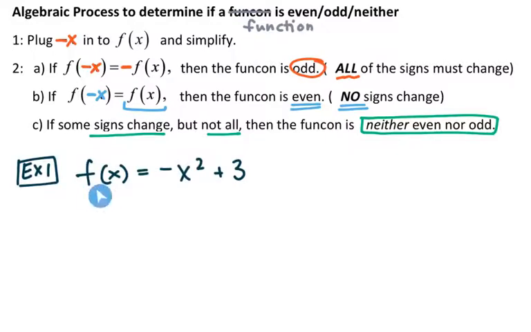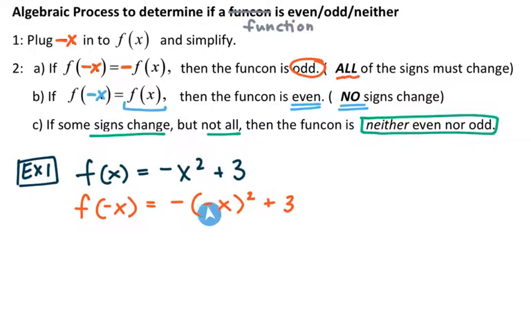For the first example here, we're given the function f of x equals negative x squared plus 3. So again, as we've just said, all we're going to do is plug in negative x and look at how this simplifies. So f of negative x looks like negative, we're plugging in negative x, so that quantity squared, plus 3. Now we need to look at simplifying. So x, when you square it, is going to become x squared.